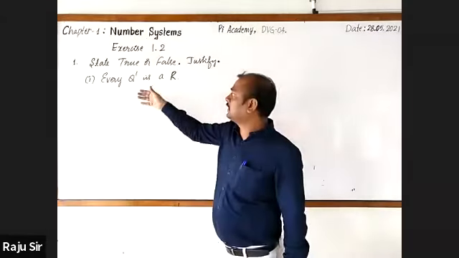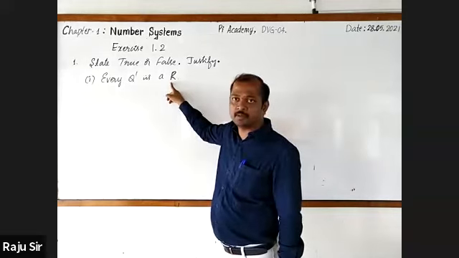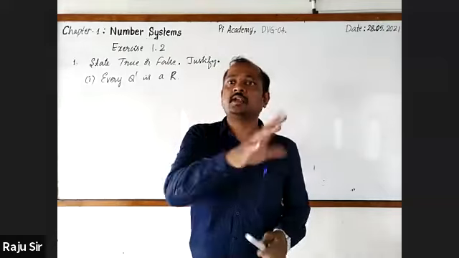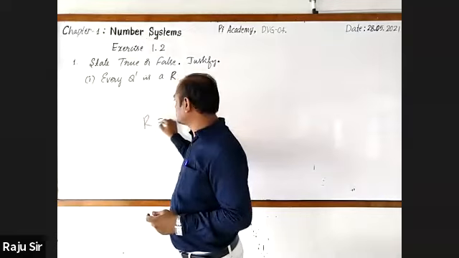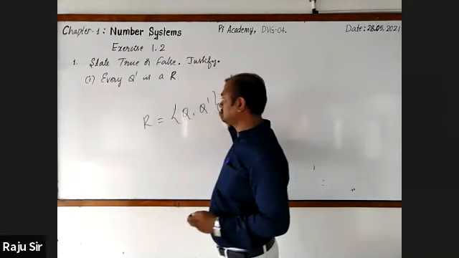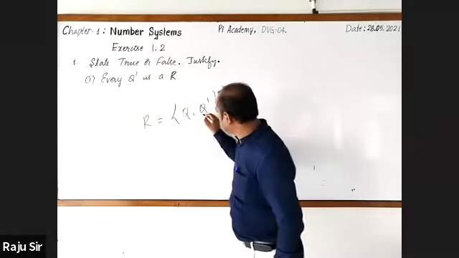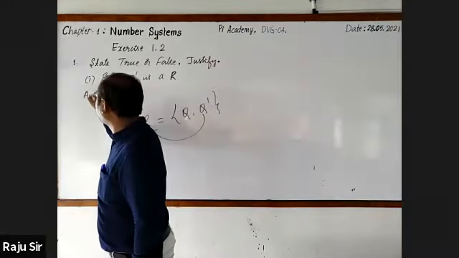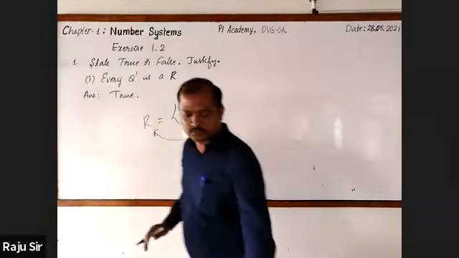Because all irrational numbers are in the collection of real numbers. Once again, the collection of real numbers contains both rational and irrational numbers. Hence we write R is equal to Q union Q dash. It consists of all rationals and irrationals. Therefore, every irrational number is a real number. Answer: it is true.